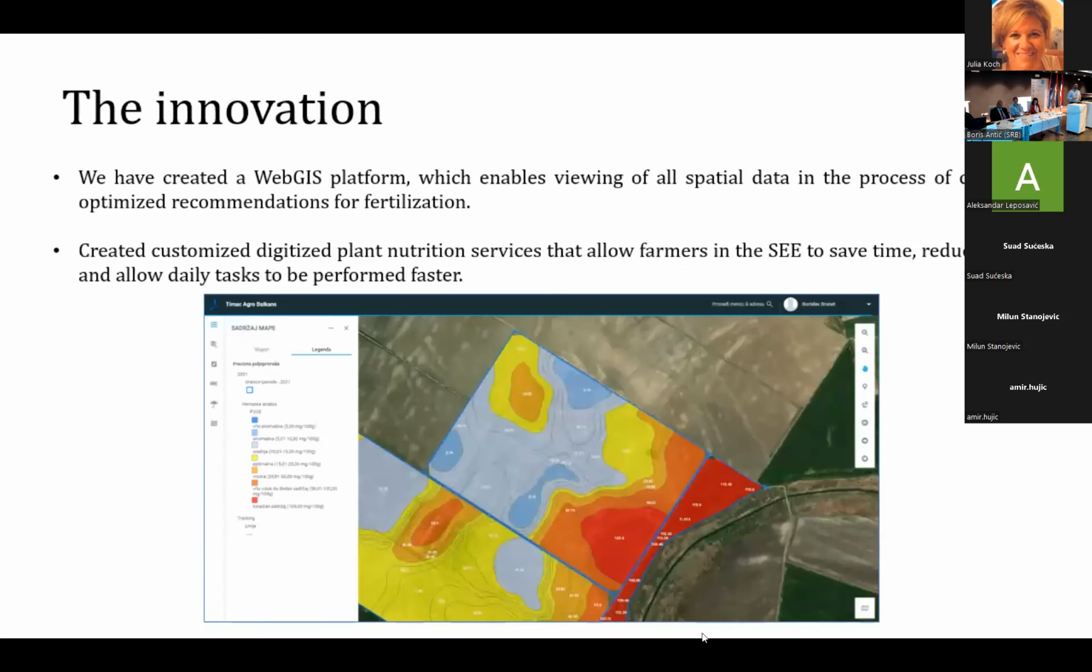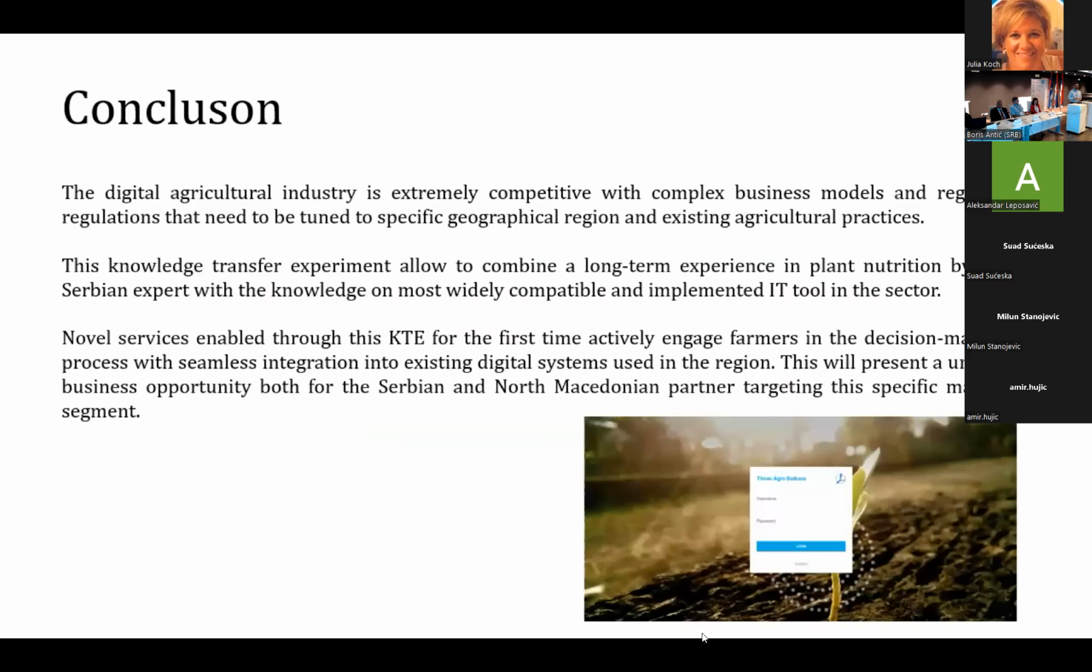So what is the output of the project? It's a web GIS platform, which enables viewing all the spatial data in the process of creating, and they can visualize this data, they can search, they can do some geostatistical analysis and so on. We created this as a demo, but these days we have put it on the commercial level, and we have very good feedback from the farmers and the agriculture companies.